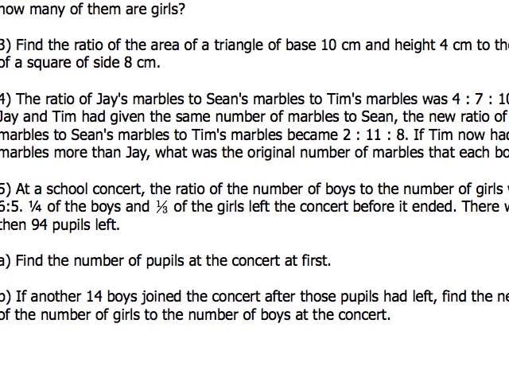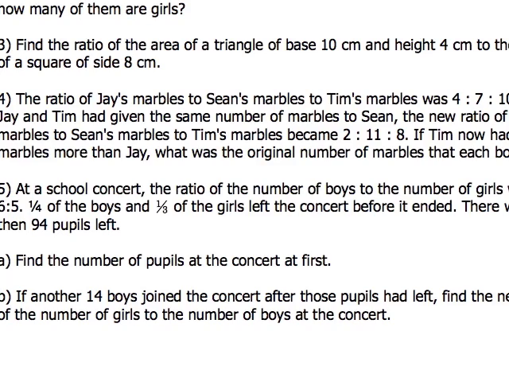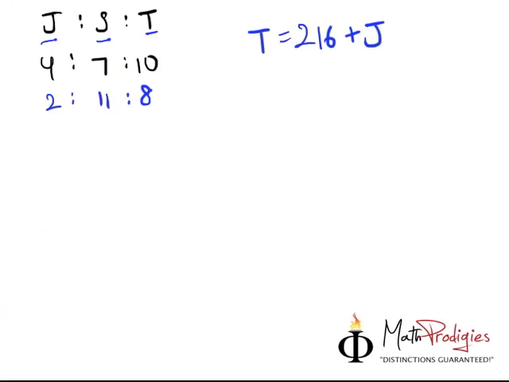So if Tim now had 216 more marbles than Jay, what was the original number that each boy had? The question is, what is the number of marbles that each boy had? So how much did J, T, and S have in the first place? Original number. So now what happened in between? They said J and T actually gave the same number of marbles.